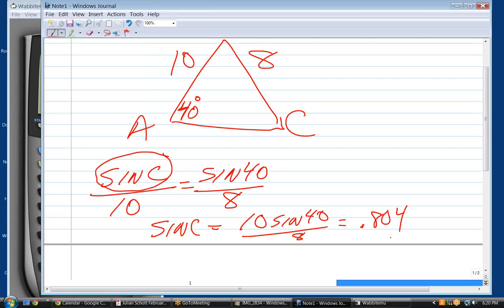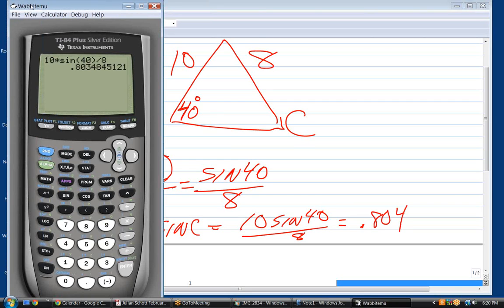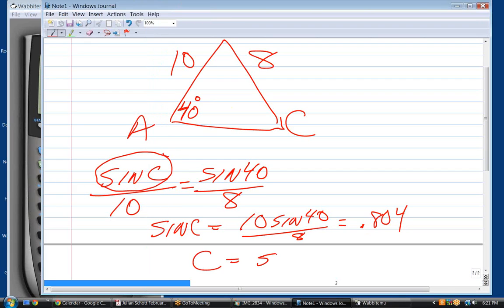I'm looking to solve for C, so I've got to take the inverse sine of that answer. If I do second sine, enter, I guess I have to put in that answer. So that's the angle. Angle C is 53 degrees. So C is 53 degrees.